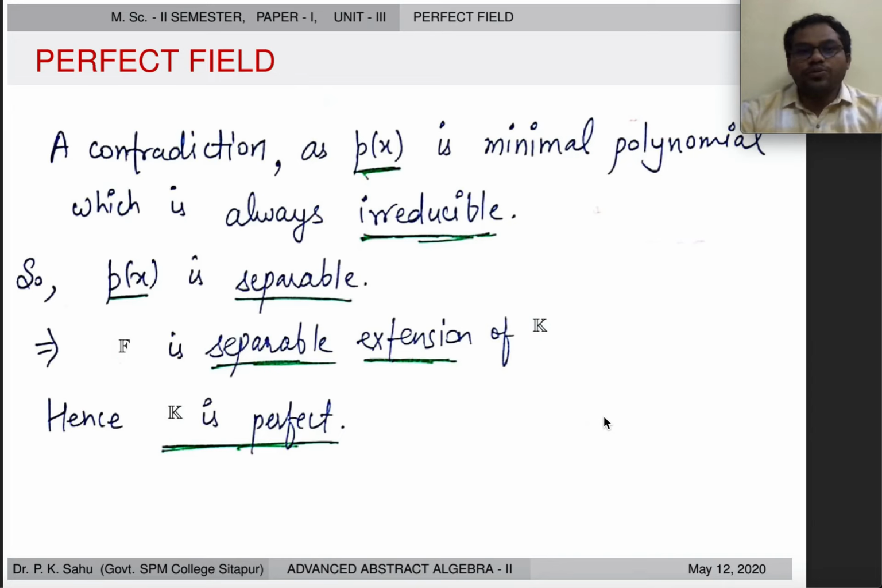From the contradiction we have proved p(x) is separable, which means F is a separable extension of K. Here we can say K is a perfect field. So this proves our theorem.